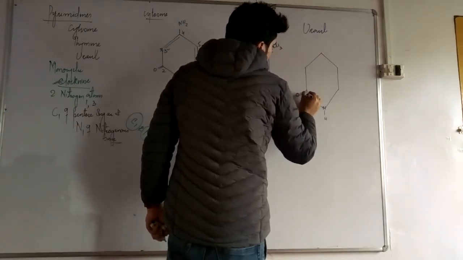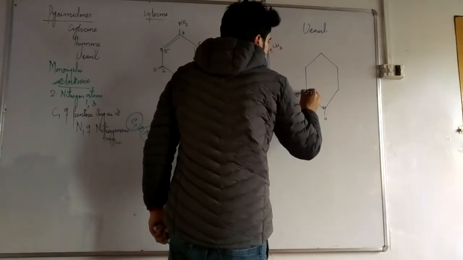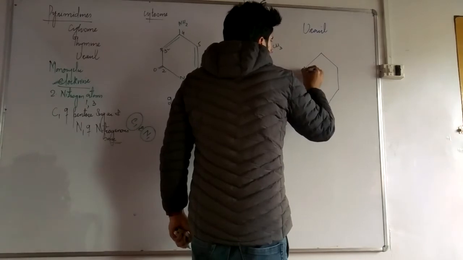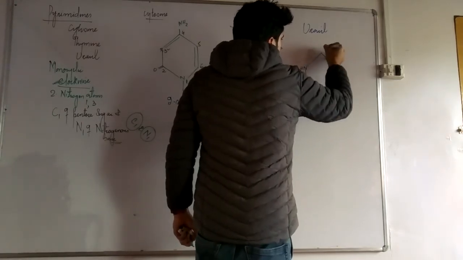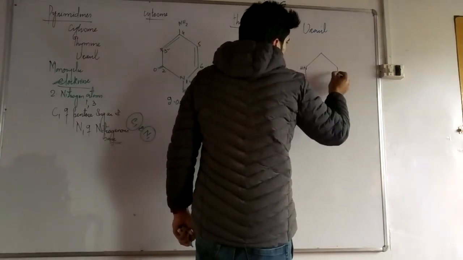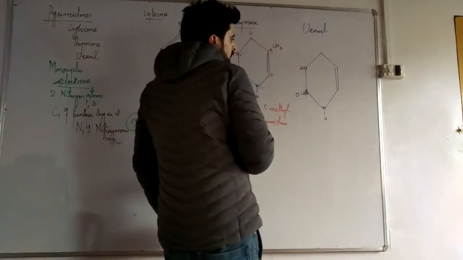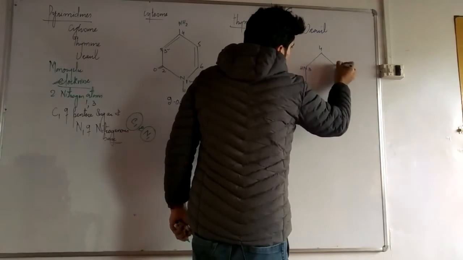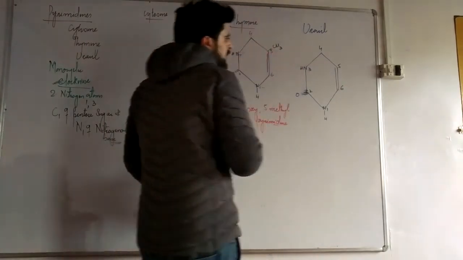At this position we have the presence of an oxo group in a ring. Then on this position we also have the nitrogen linked with hydrogen, and here we don't have anything, and here we have a double bond. So if we go for the numbering, this will be 1, 2, 3, 4, 5, and 6.